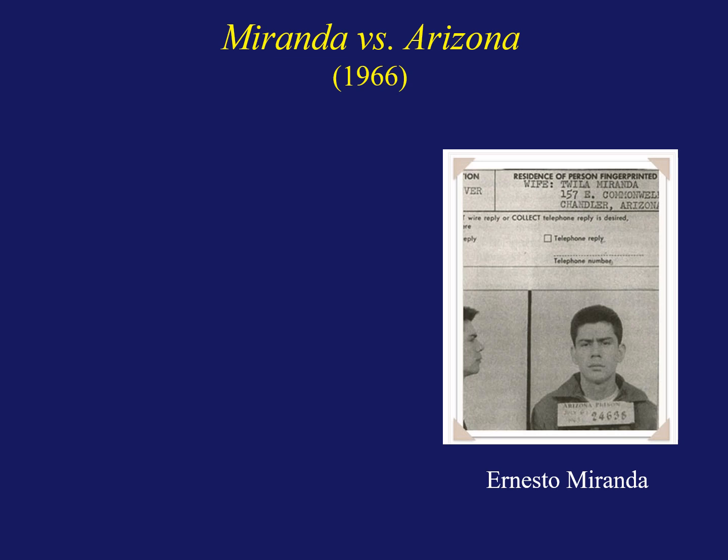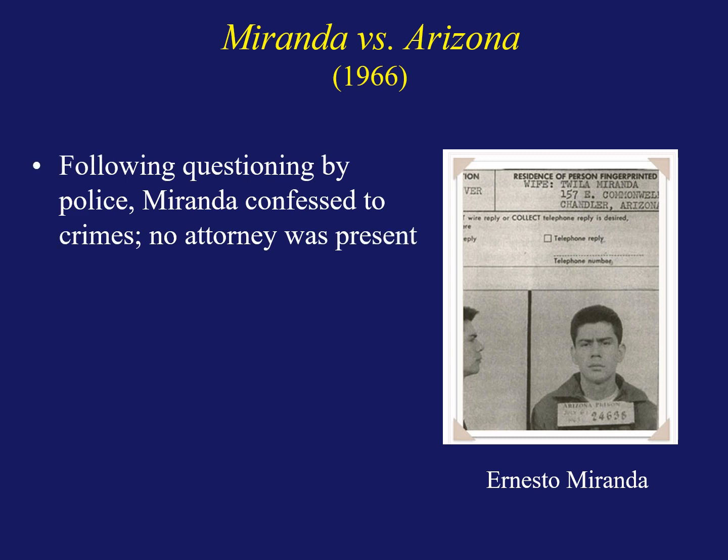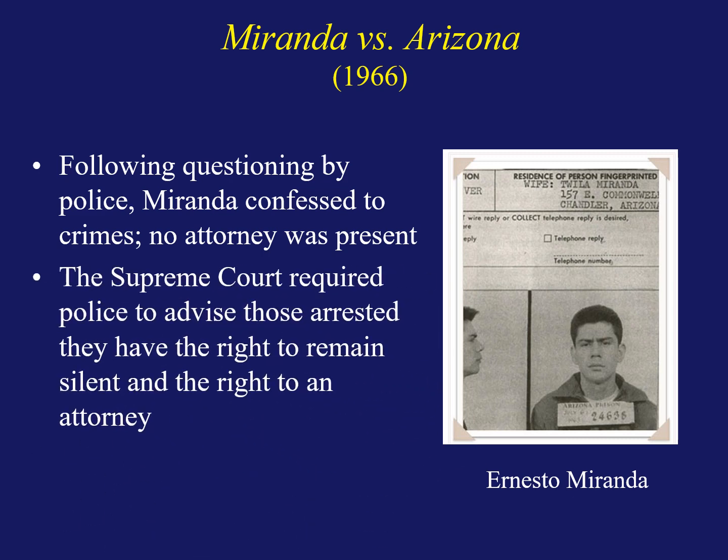The next case was called Miranda versus Arizona, and it involved Ernesto Miranda, as shown here. Following a series of crimes, Miranda was called in by the police. They questioned him. Miranda confessed to committing those crimes. However, no attorney was present. His conviction was appealed to the Supreme Court. Eventually, the Supreme Court required the police to advise people of their rights. You have the right to remain silent and the right to an attorney.